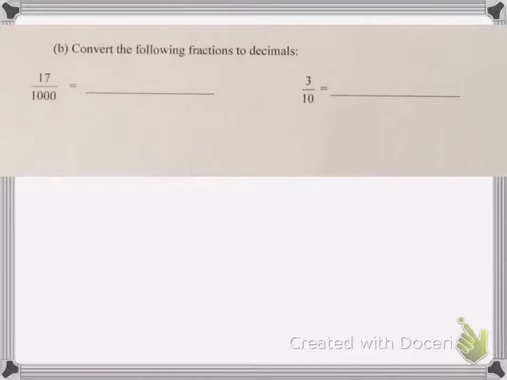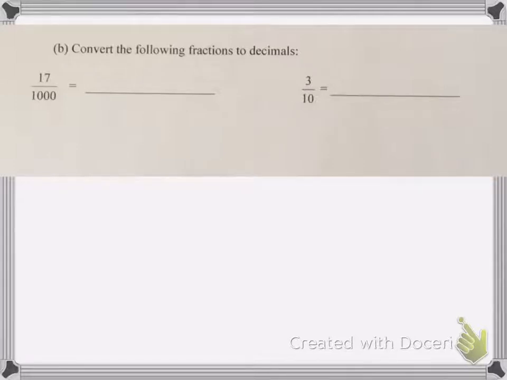Convert the following fractions to decimals. In order to convert these to decimals, the first thing I want to notice here is that the denominators are powers of 10. That's really nice. The first one has a denominator of 1,000 and the second one has a denominator of 10.